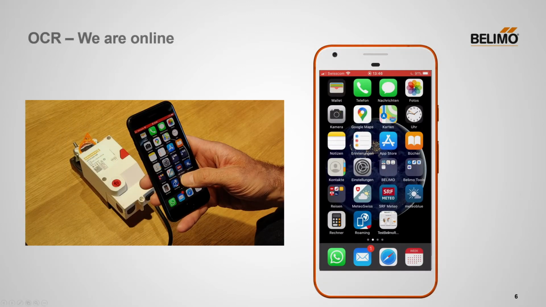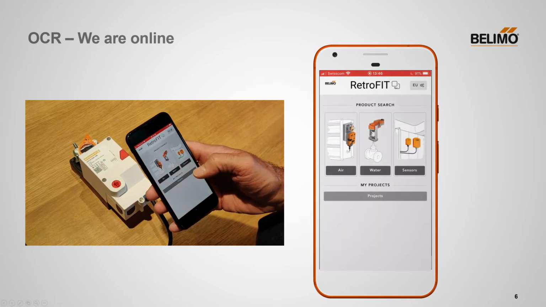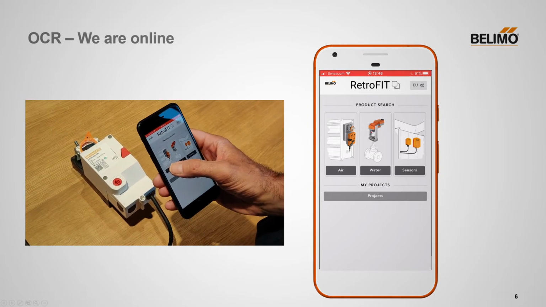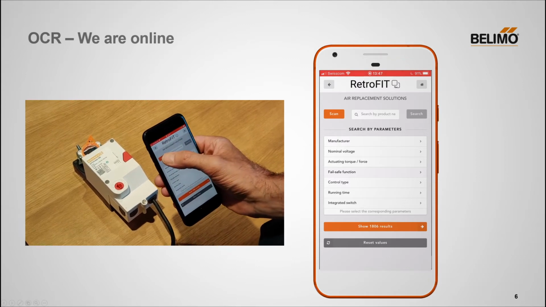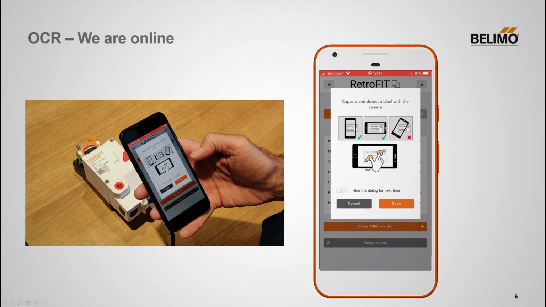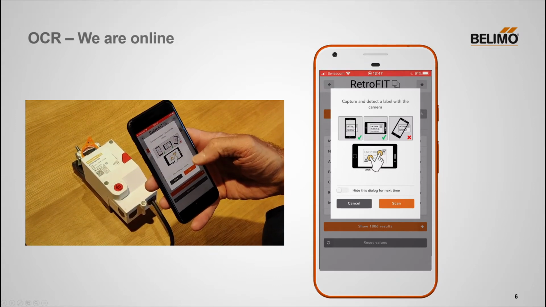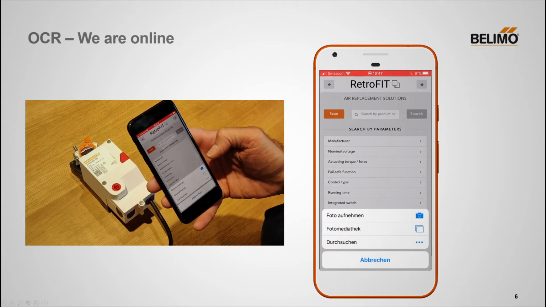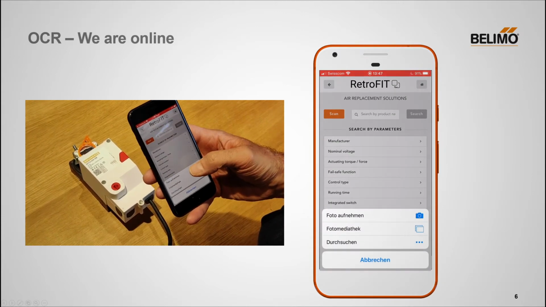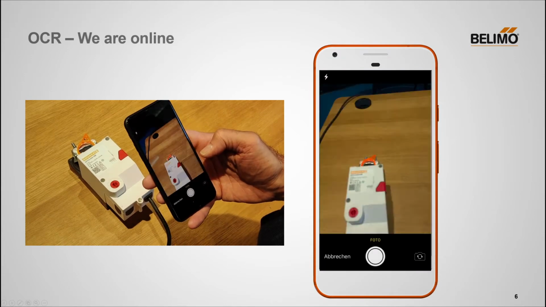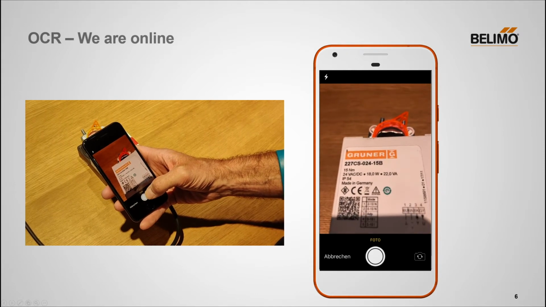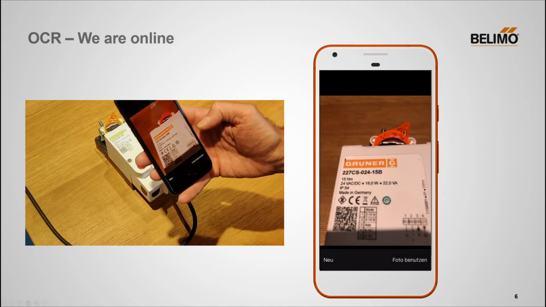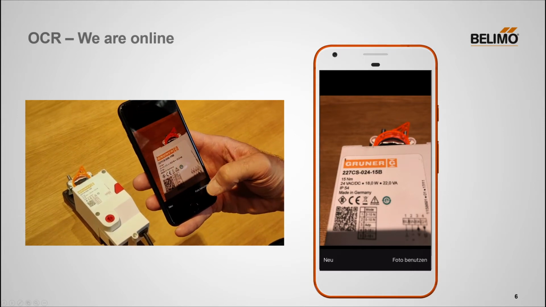We start with variant 1, that means we are online. I start the RetroFIT app, select Air Application. On the upper left corner I push the button Scan. A dialog window appears with additional information. Scan again. Choose Take a Picture and take it. So, very easy. If it is okay, I use the photo.